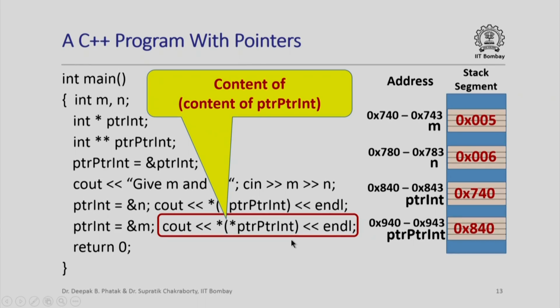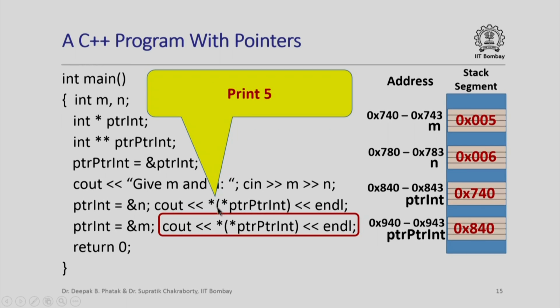So what are we asking the computer to do? We are asking the computer to find the content of pointer pointer int and print it out. Well, what is the content of pointer pointer int? Pointer pointer int has the value hex 840. So the content of pointer pointer int is the content of hex 840. At hex 840 I have the value hex 740. So basically I am asking the content of hex 740, which means I have to go to the memory location with address hex 740, and I have to find out what is the content over there. And the content over there is hex 005. I am going to print 5 over here.